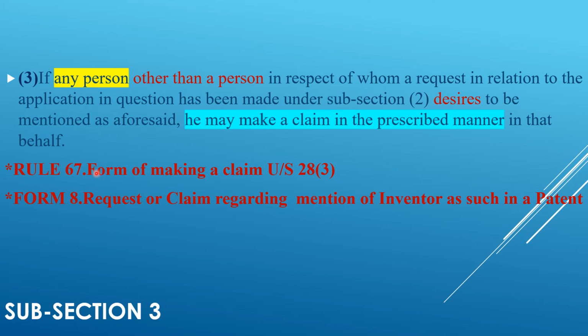Okay. So the relevant rule is rule number 67, that is form of making a claim under section 28 subsection 3, and form 8, that is request or claim regarding mention of inventor as such in a patent. Fine. So we can proceed to the next subsection.